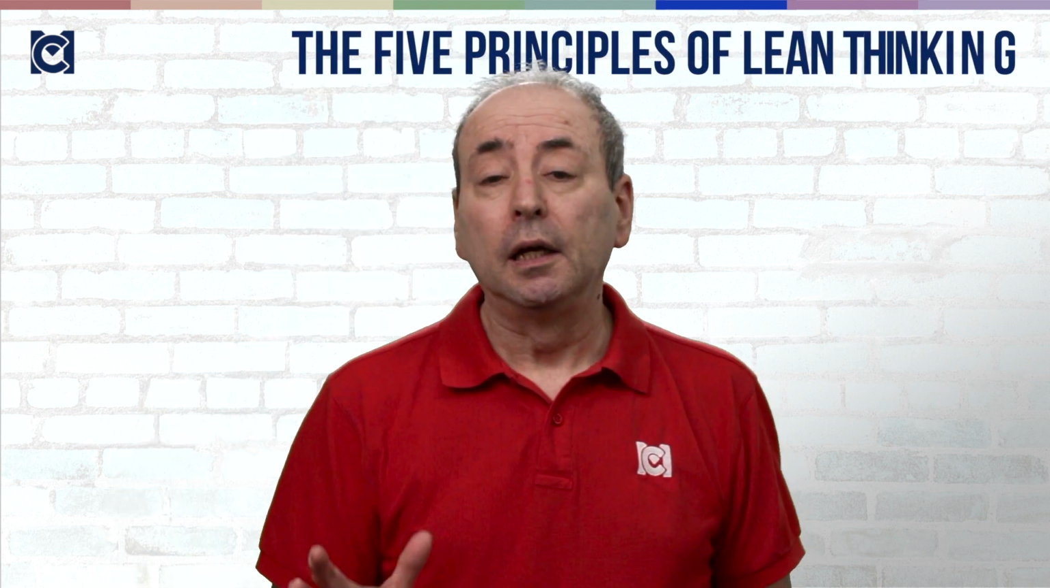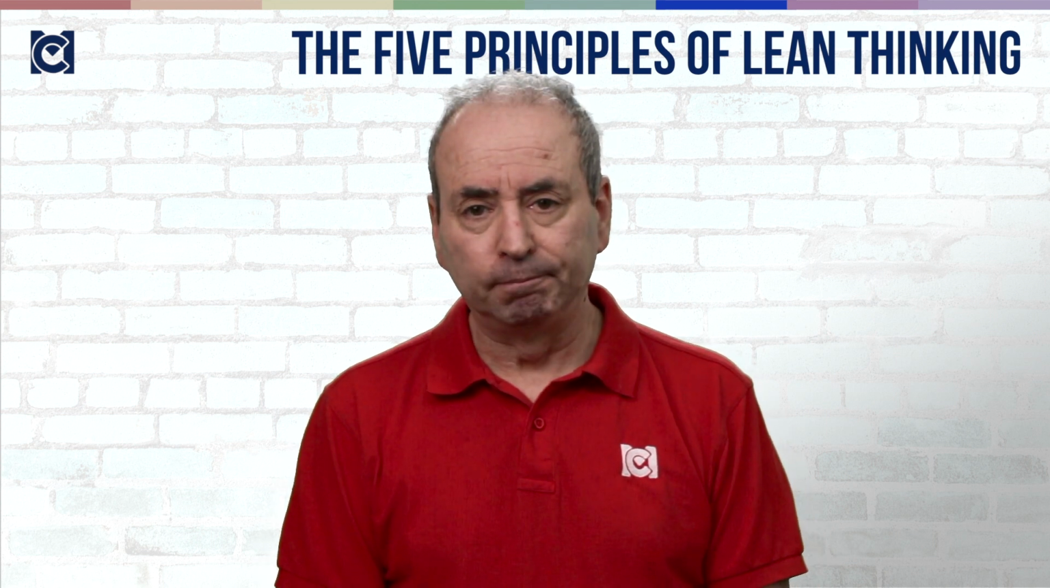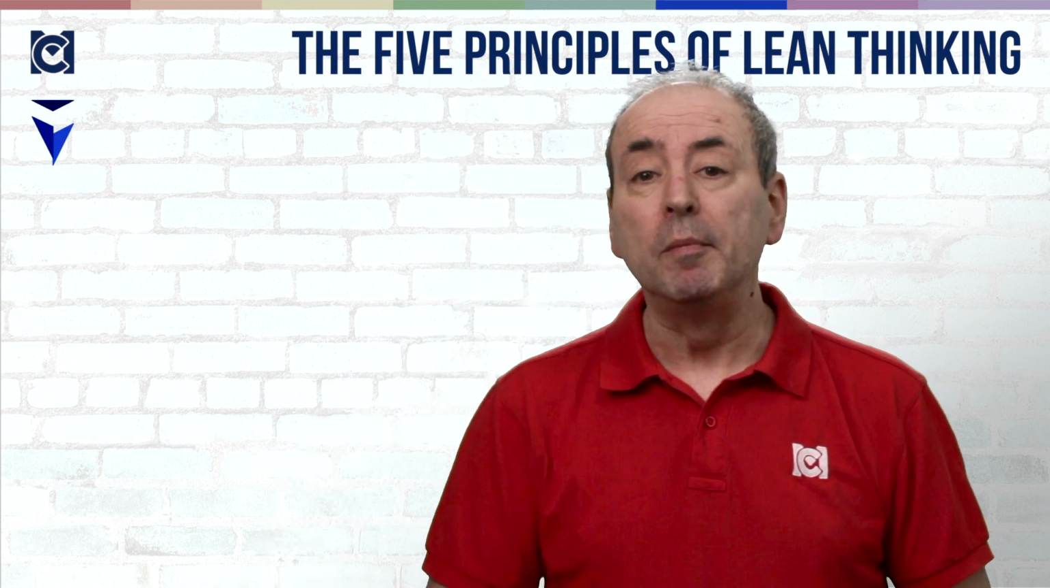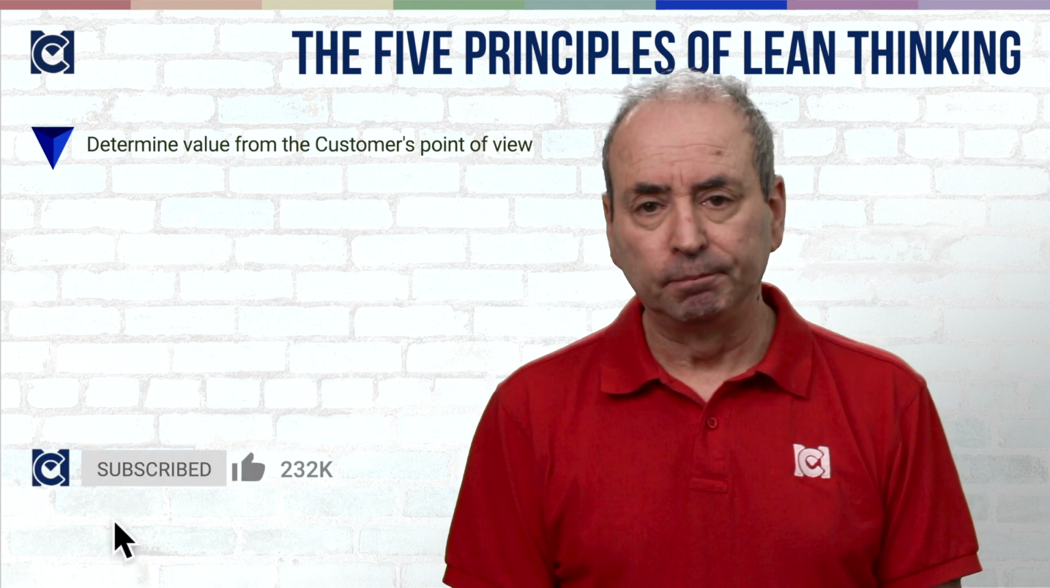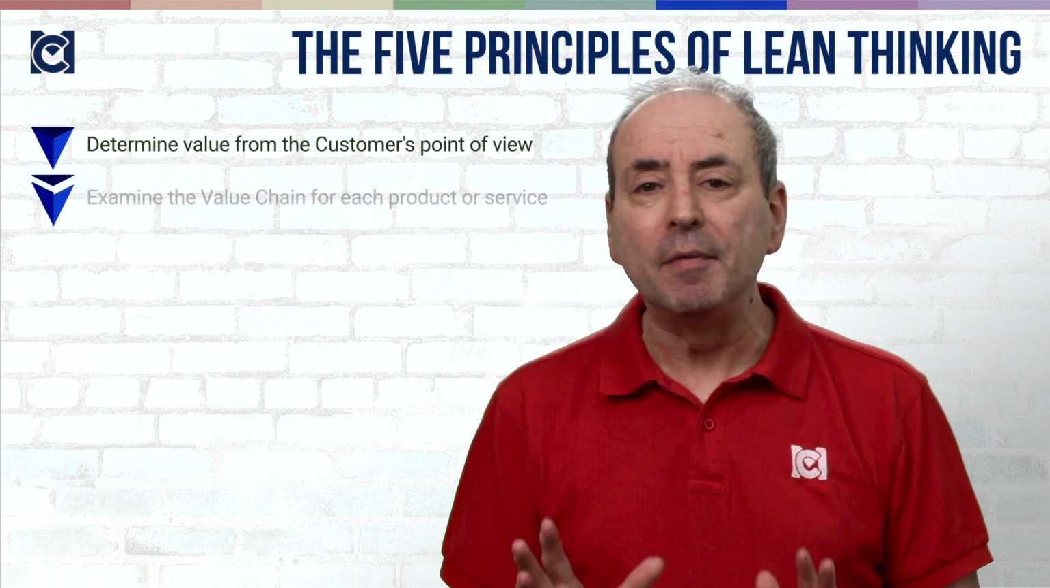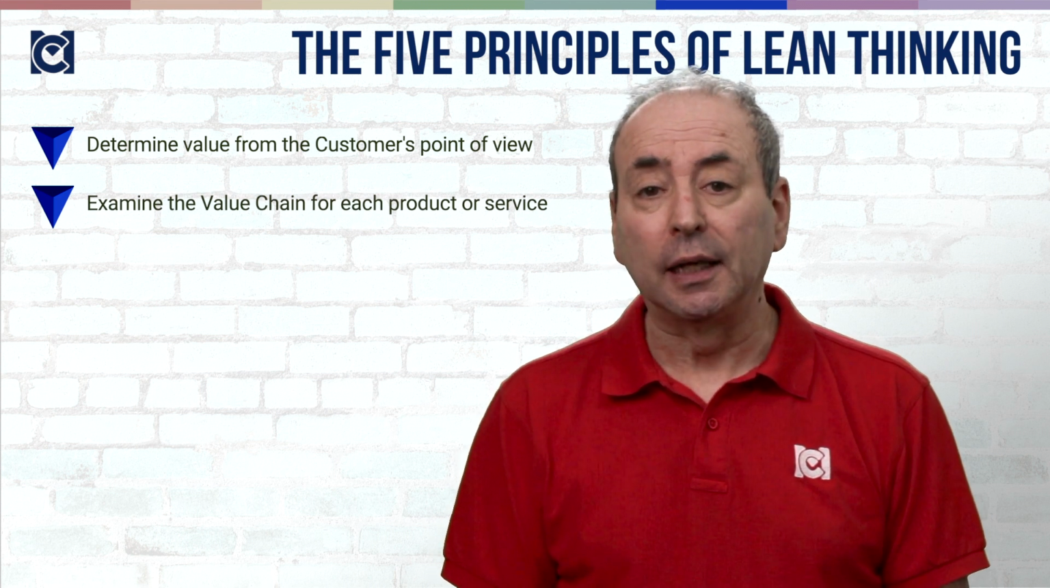Performance improvement comes from eliminating as many steps as we possibly can, and where we can't, we make them more efficient. We aim to reduce interactions and delays, rework, duplication, scrapping of sub-quality products, and oversupply. To do this, lean thinking has 5 principles. 1. Determine value from the customer's point of view. 2. Examine the value chain for each product and each service.